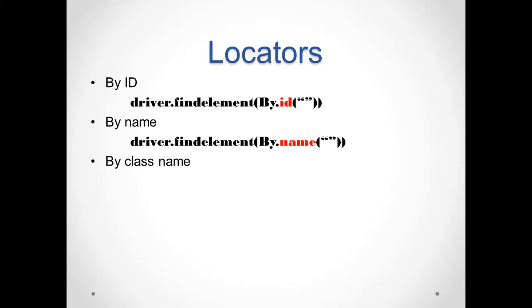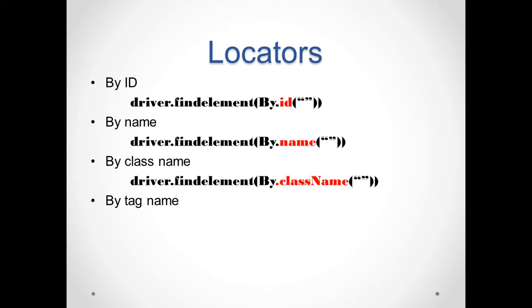We can give the class name also: driver dot find element by class name. Tag name also we can give. If some of the elements have an anchor tag, driver dot find element by tag name A. If we give the anchor tag as A, it will find the first occurrence of the anchor tag and perform operations on it.